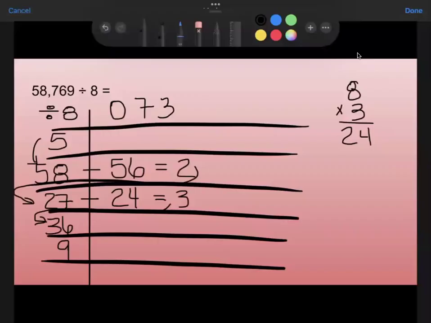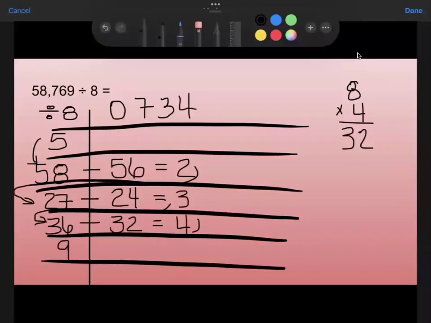Okay, so I know that 8 times 3 is 24. Let's see what 8 times 4 is. 8 times 4 is 32. Okay, I think that's pretty close to 36 without going past 36. So I'm going to subtract 32 from that, and I would get 4 left over. So that was 4 8s that brought me to 32. So I'm going to put that 4 up there.